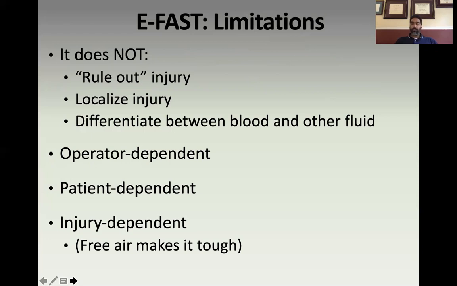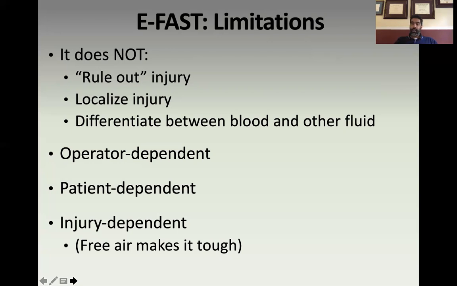It does not localize injury. So just because you have free fluid on the right side does not mean your lesion is on the right side. Blood can flow quite freely through the peritoneum, so it does not necessarily localize it. Remember, I said, fluid on ultrasound looks the same whether it's blood or not, especially when the blood is fresh.